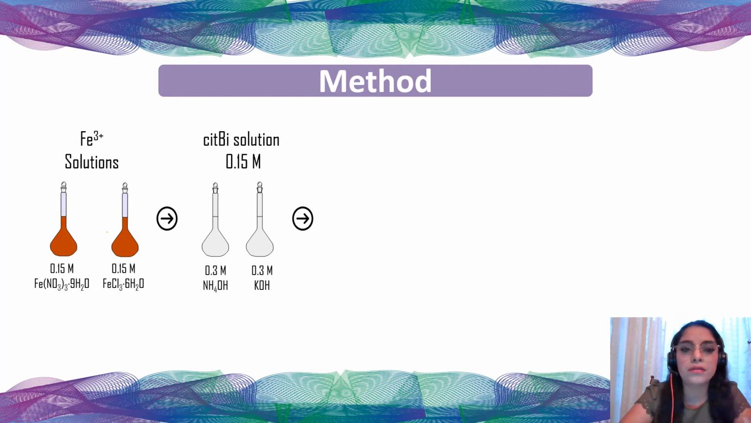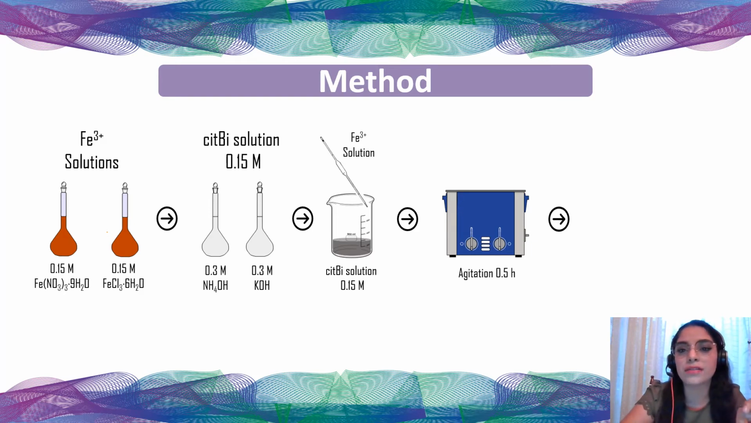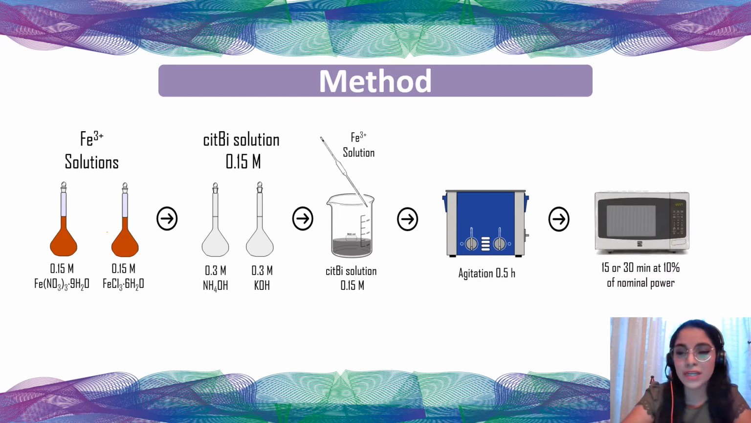Sequentially, 10 ml of iron solution was added drop by drop to 10 ml of bismuth citrate, under agitation for 0.5 hours in an ultrasonic bath. The reaction was carried out in a conventional microwave for 5 and 2 minutes at 10% of power.